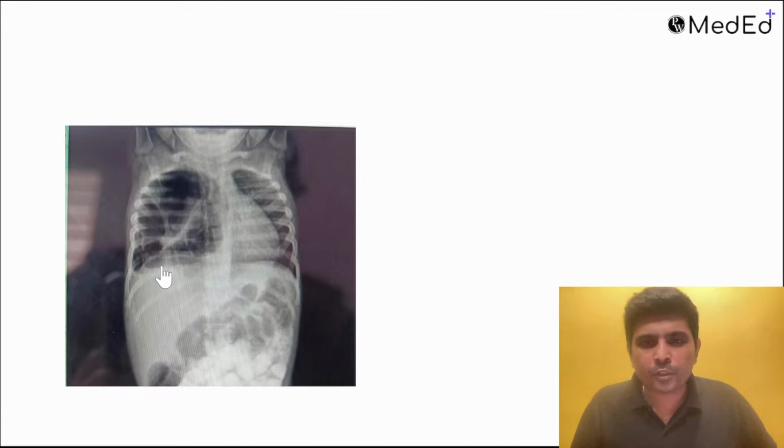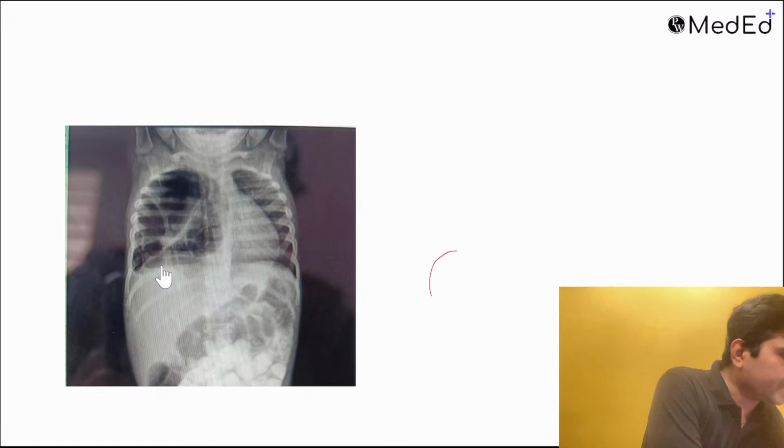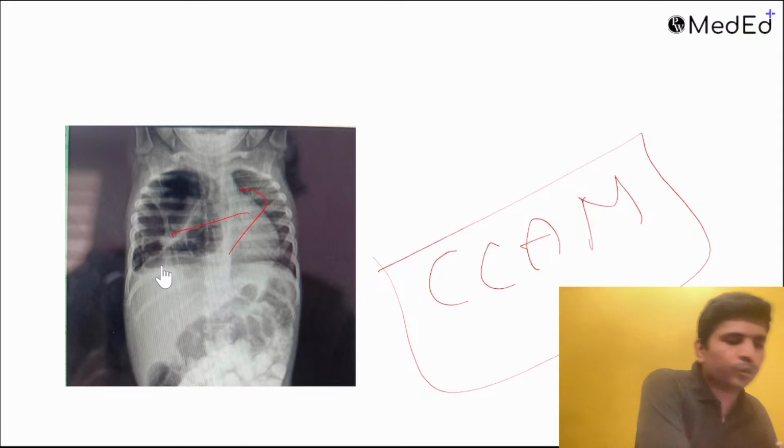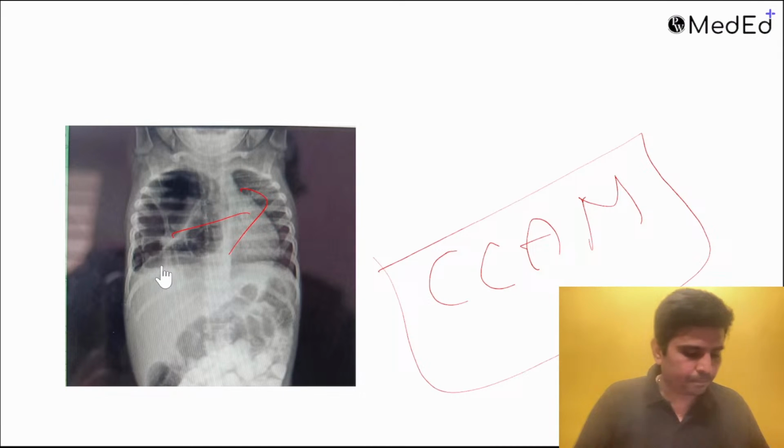Okay, and what about this question? Yesterday's question, paper 1. Probably this is a case of congenital cystic adenomatoid malformation or congenital cystic pulmonary malformation, when you have a bulbous lesion and the mediastinum is pushed to the opposite side.